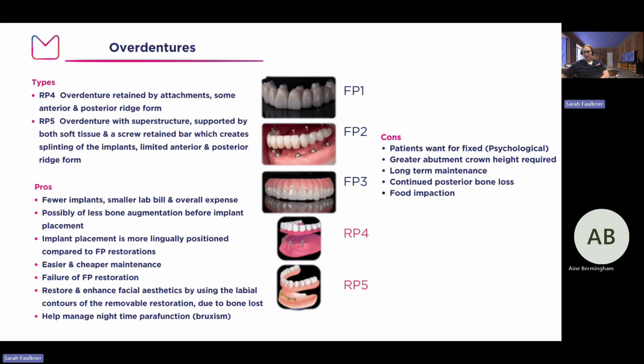They are generally easier and cheaper to maintain as well. So if they do need some maintenance, if there is significant wear, we can actually quite easily repair them. Quite a lot of the time they're used whenever FP restorations have failed as well. It's always useful to know what your removable overdenture options are. And also they offer really great ability to restore or enhance facial aesthetics as well. And that's by using the labial contour of the removable appliance, especially whenever a lot of the aesthetic fullness has been lost due to bone resorption over time.